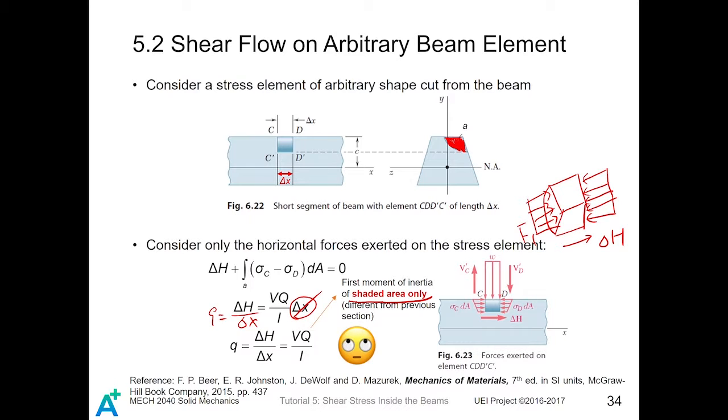So in the previous section, we talked about the first moment of area for the entire region above y, but this time we don't consider the entire region. We just consider an arbitrary region, say A, like this. So in this case, the shear flow formula still works, and we can also adopt this formula to solve some problems.